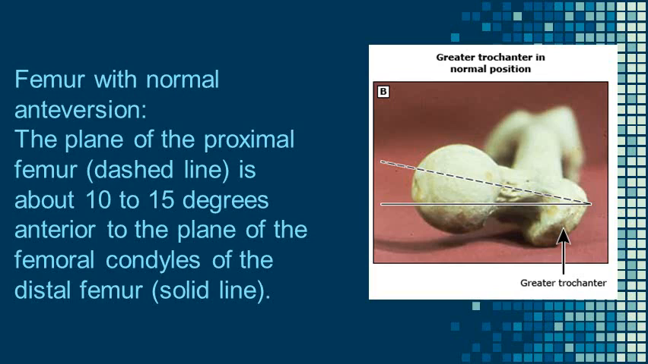In this picture you can see the plane of the proximal femur axis. It is formed by the head of the femur, neck of the femur and the greater trochanter, and is 15 degrees anterior to the plane of the femoral condyles of the distal femur.